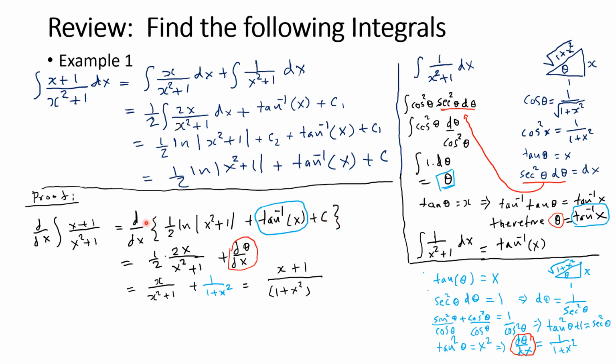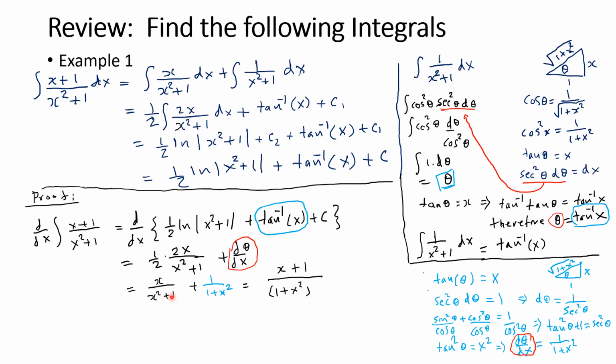But then let's get the d by dx inside and execute. We know that the derivative of ln f of x is f prime of x divided by f of x. So f prime of x, which is 2x, divided by f of x, which is x squared plus 1. But then we have a half over here, so the 2 cancels with 2, and we end up having x over x squared plus 1.